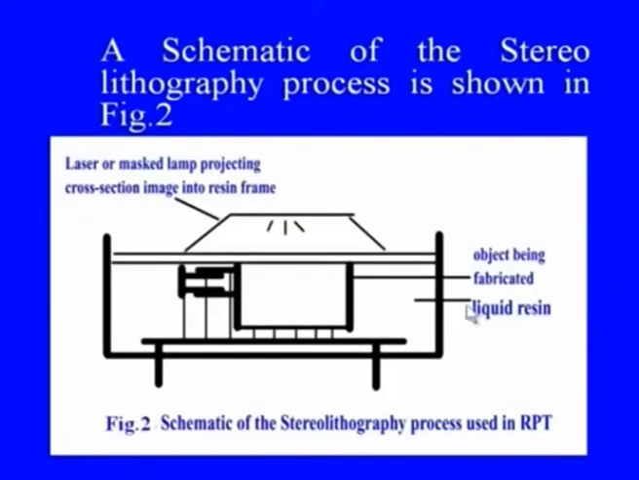So, this is the schematic on the screen of the stereolithography process. This is the light emitting device, and this is the object being fabricated. This is how the light will fall on the area of interest, and this is the liquid resin which will get solidified or form large molecules under the action of this light, particular frequency of light falling onto it. Remaining portions will be masked.